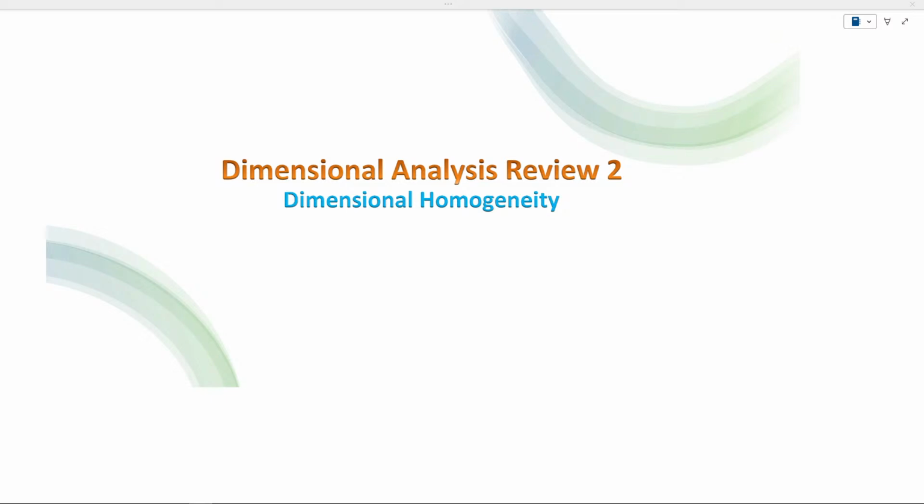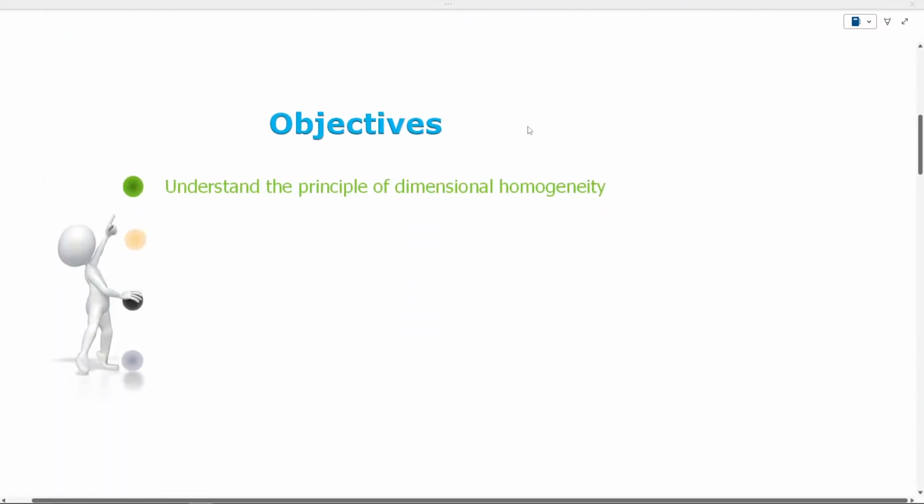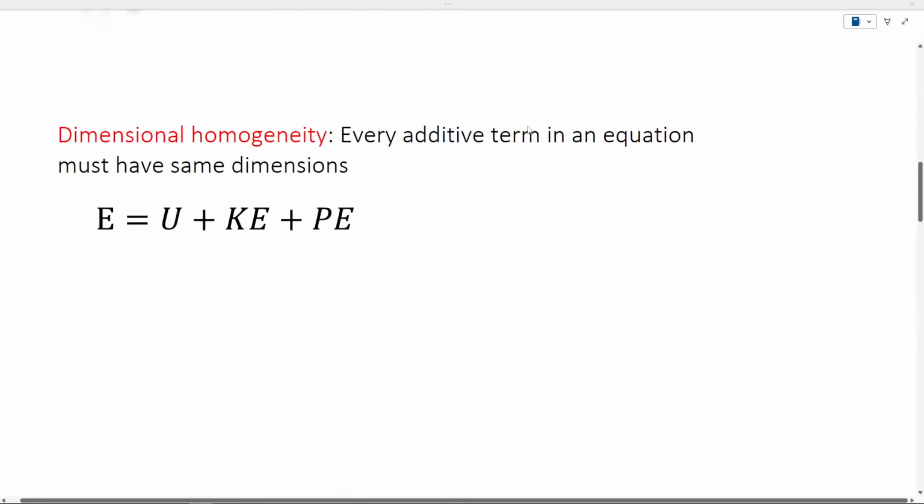So if you have an equation, each additive term in the equation must have the same dimension as the other term. Similarly, if it is a dimensionless equation, what would this tell you about each term of this equation? This means that each term in this equation is also dimensionless. So the objective of this lesson is to understand the principle of dimensional homogeneity and how you cannot add apples and oranges.